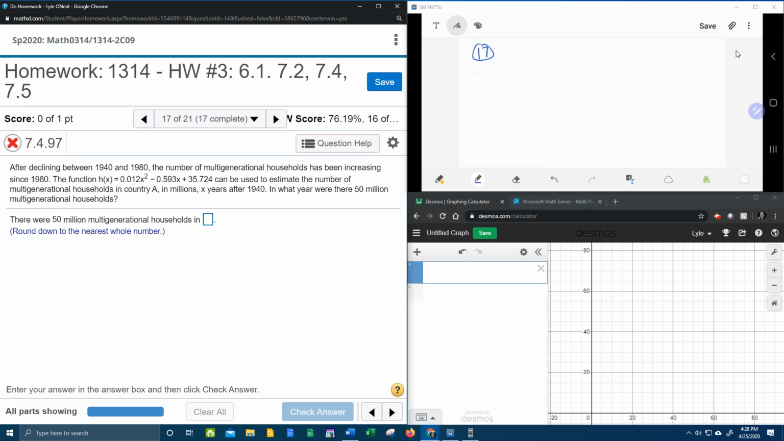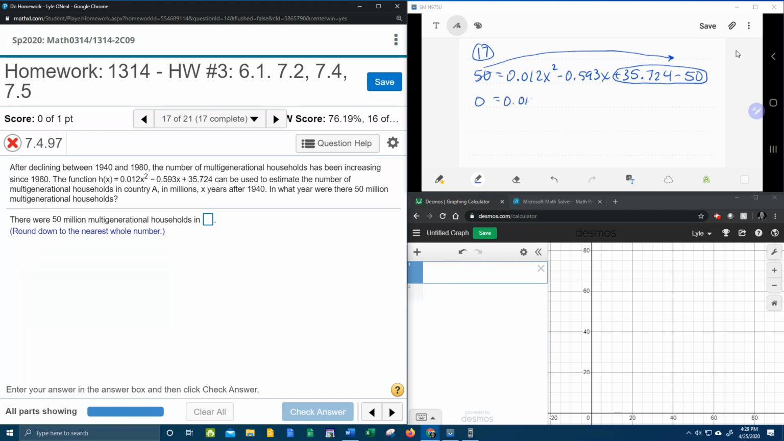So h of x is going to be 50, and that's going to equal 0.012x squared minus 0.593x plus 35.724. And now we have a quadratic equation that we need to set equal to 0. So that means the 50 is going to have to move over, which is going to make that minus 50. And we'll need to combine like terms here at the back.